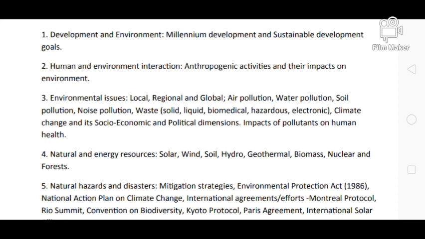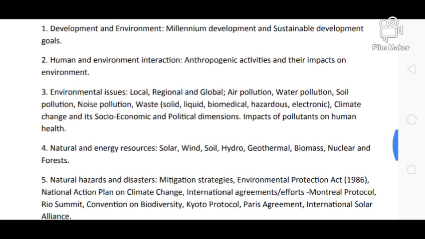Second point, we have human and environment interaction. Anthropogenic activities and their impacts on environment. We have to know about the interaction of human and environment. What is the relationship of human and environment? We have to know about it. Anthropogenic activities and their impacts on environment. We have to study about it.